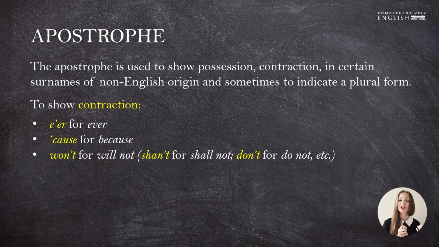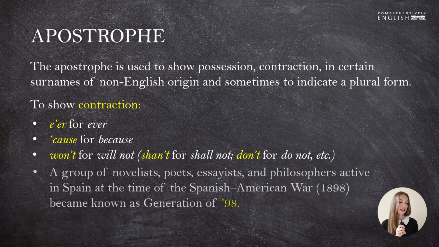Sometimes we can see years abbreviated, written with the help of the apostrophe. For instance, a group of novelists, poets, essayists, and philosophers active in Spain at the time of the Spanish-American War, 1898, became known as Generation of '98. Here, the apostrophe indicates that the first two numbers of the year are omitted. It's not a very common use, but you can find such contractions or abbreviations in the English language.